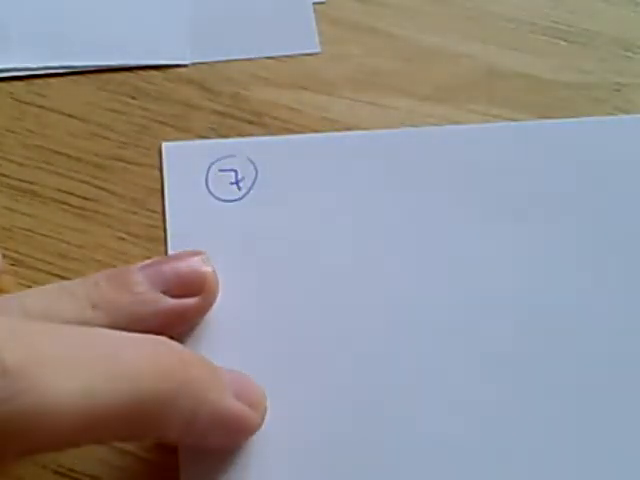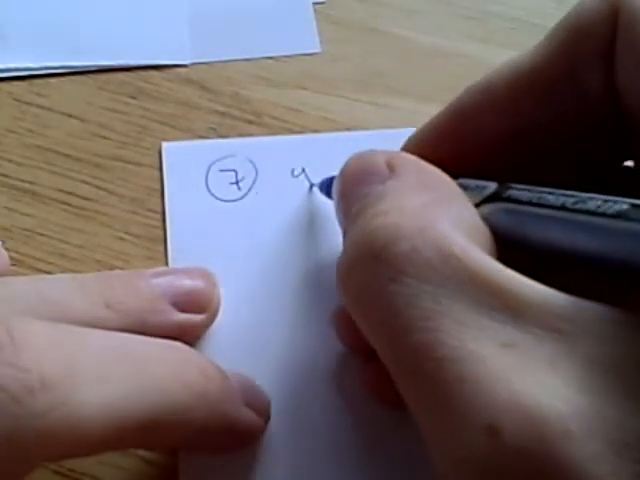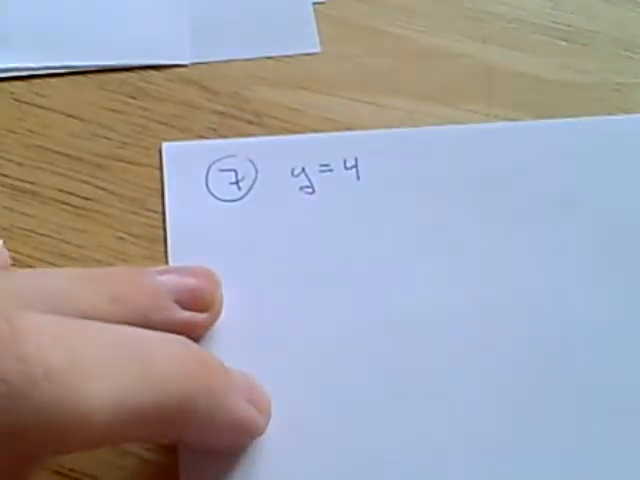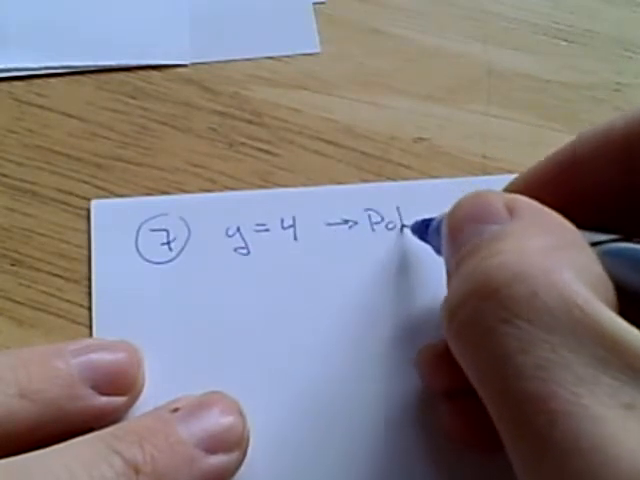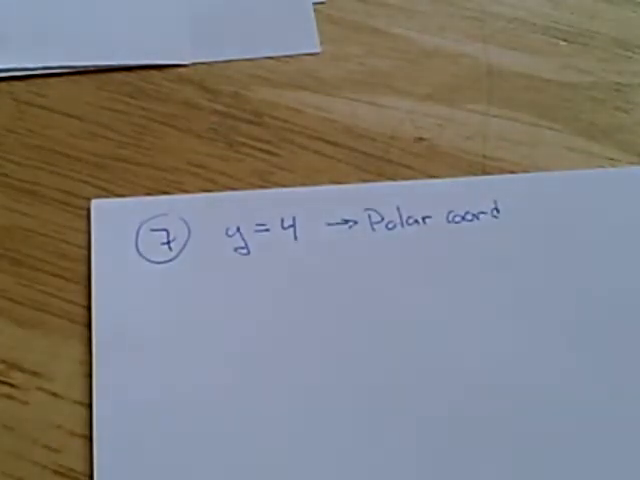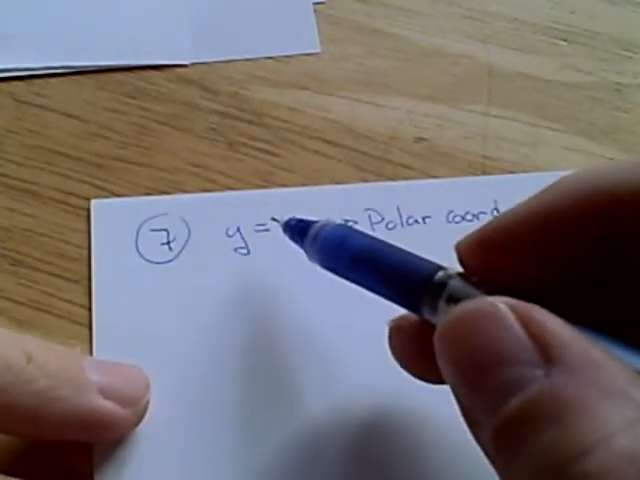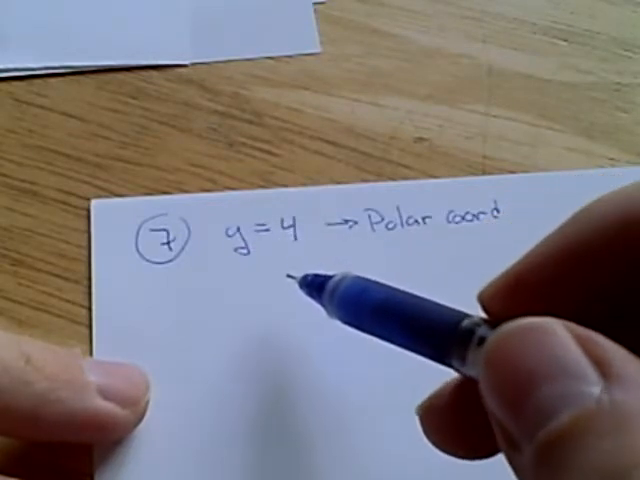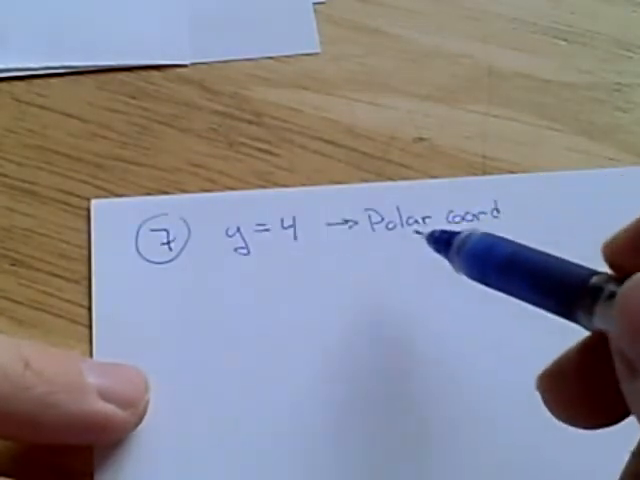Number 7 asks, what is the equation of a horizontal line with y-intercept 4 in polar coordinates? So that's kind of wordy, but we're basically asking, what form does this take in polar coordinates? And again, you know how I like to say that some equations look very nice in rectangular coordinates, and some equations look very nice in polar coordinates. Horizontal lines look very nice in rectangular coordinates because rectangular coordinates involve lots of straight lines. Polar coordinates involve circles. So we can expect this is not going to look so nice in polar coordinates.